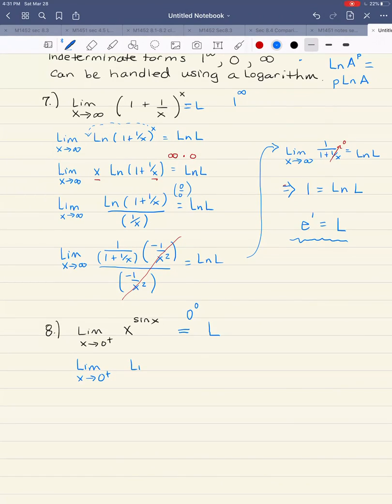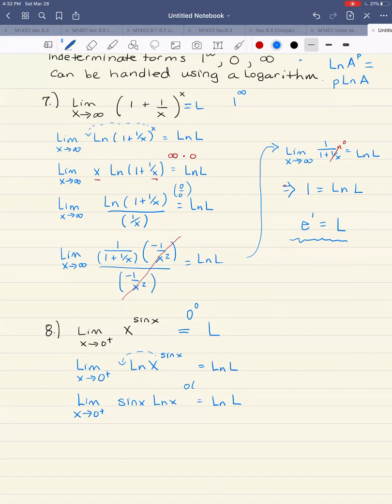Take the natural log of both sides. We're going to squeeze the natural log in here, and keep the natural log of L over here. Now we use the log property. That puts a sine of x in front here and a natural log of x here.